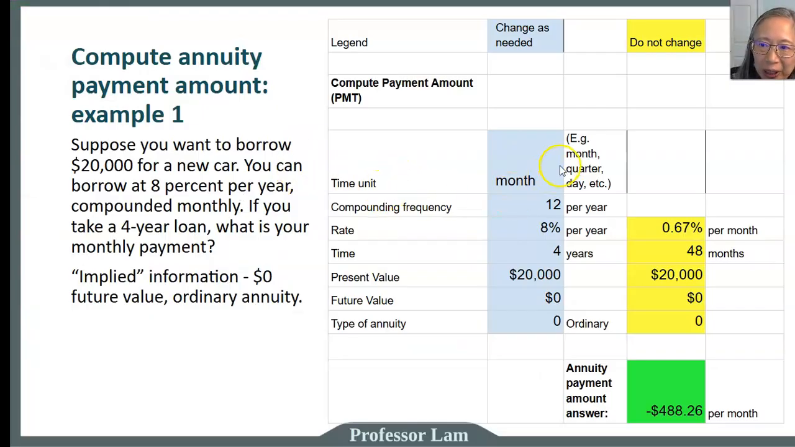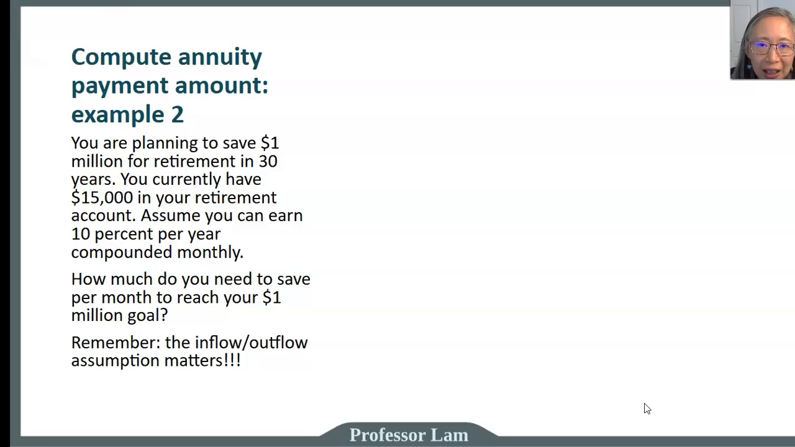Welcome back. Did you put in month as a time unit and compounding frequency is 12? Fantastic. And the rest of the information is relatively straightforward. The monthly payment for a $20,000 loan is $488 per month. As we mentioned before, annuity payment is a very common personal financial planning problem. So let's look at another example. Take a minute to read the problem and then think about where would all the numbers go.